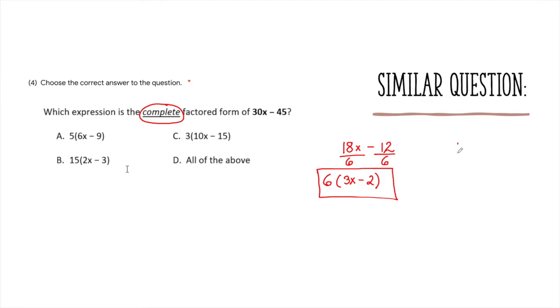If you wanted something that was not completely factored, just to give you an example, what if a student thought that 2 was the GCF? Then you might have something like 9x minus 6. But this is no good. Why is it no good? Because look, 9 and 6 both still share a 3, which means you didn't take the largest number out.